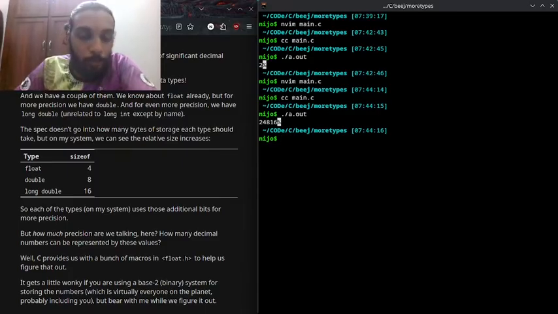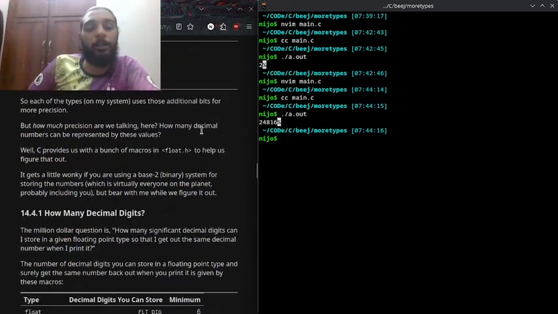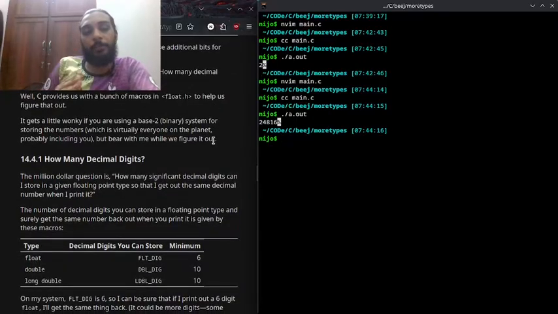We have 2, which was the float radix, and 4 is the float, and 8 is the double, and long double is 16. So each of the types on my system uses those additional bits for more precision. But how much precision are we talking here? How many decimal numbers can be represented by this value?